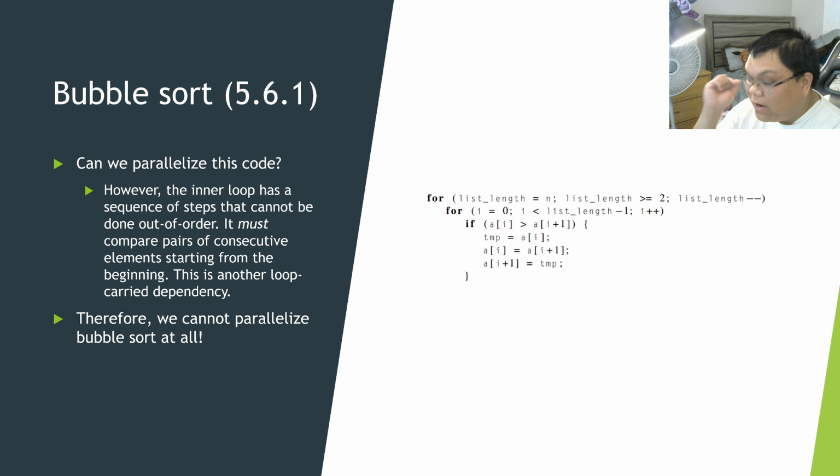Can we parallelize the inner for loop? Well, the inner for loop has a sequence of steps that also cannot be done out of order. It must compare pairs of consecutive elements from beginning to end. This is another loop carry dependency. The outer for loop has a loop carry dependency. The inner for loop has a loop carry dependency. Therefore, we cannot parallelize bubble sort, period.